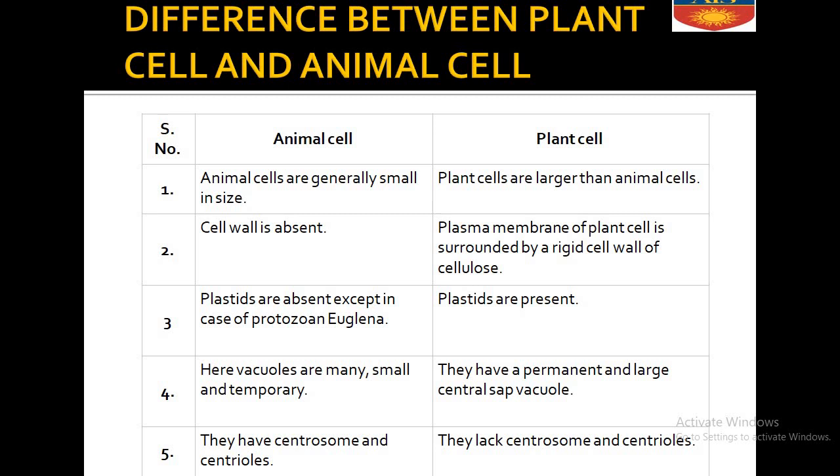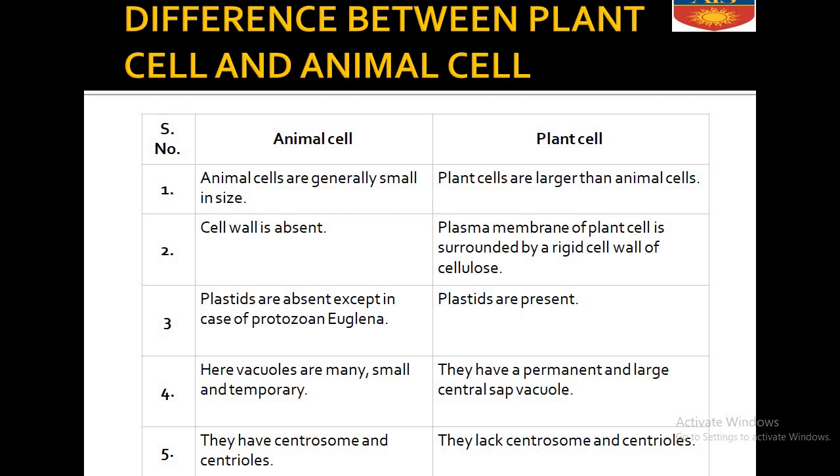Now, vacuoles: if the vacuoles are present in animal cells, they are very small and temporary. They are very small and few in number. Generally it is absent. But in case of plant cell, it is a permanent and large central sap vacuole. And this vacuole occupies most of the space.